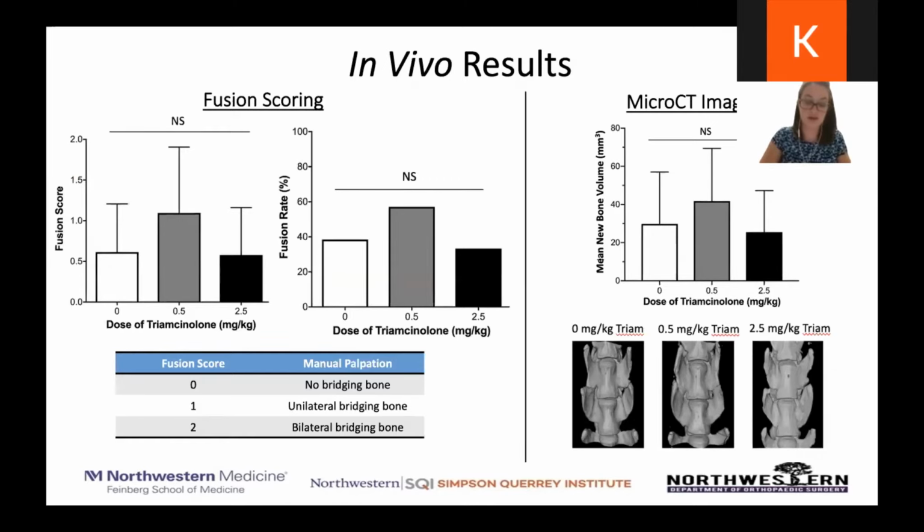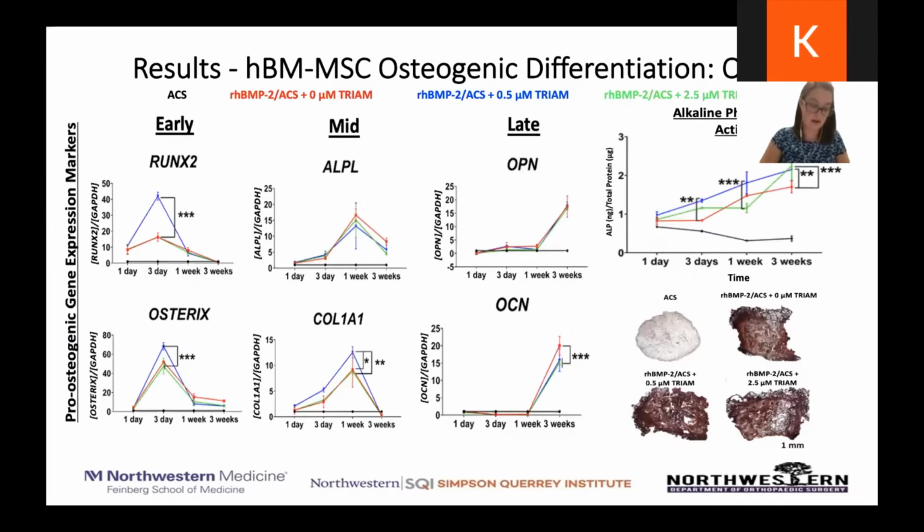There were no significant differences in either mean fusion score or fusion rates. Similarly, micro-CT showed no differences in new bone volume among treatment groups. In 3D culture studies, there were no inhibitory effects of triamcinolone on pro-osteogenic gene expression, with the exception of OCN, which was slightly lower in the triamcinolone-treated cells.